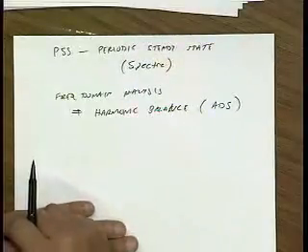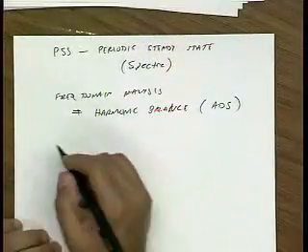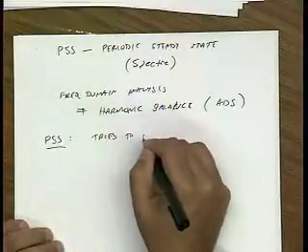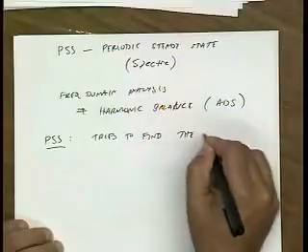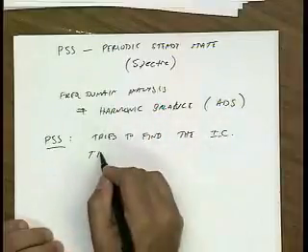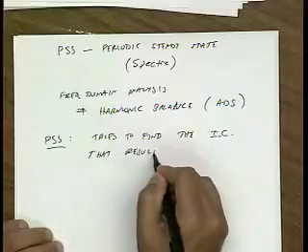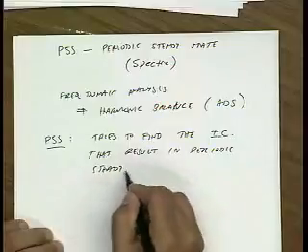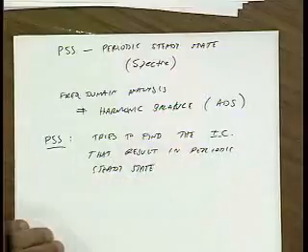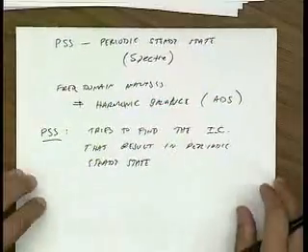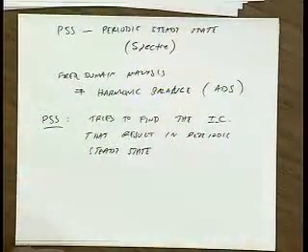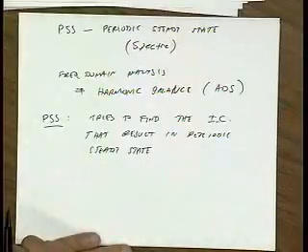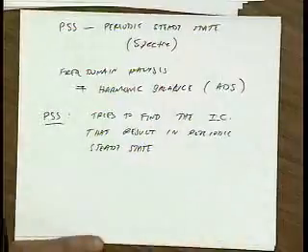Okay, so let's focus on PSS. So what does PSS do? So PSS tries to find the initial conditions that result in periodic steady state. Right? It takes a little while to get used to this. It's kind of backwards thinking. But the idea is that my circuit, let's say I excite it with a periodic input. Initially there's going to be a transient response, right?